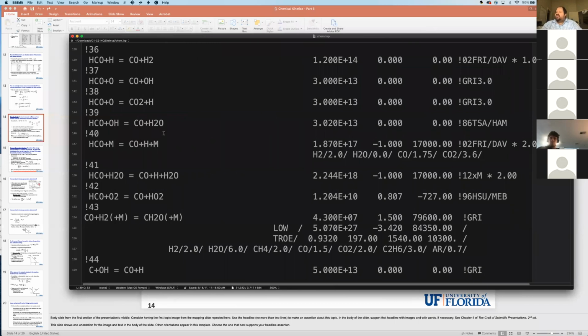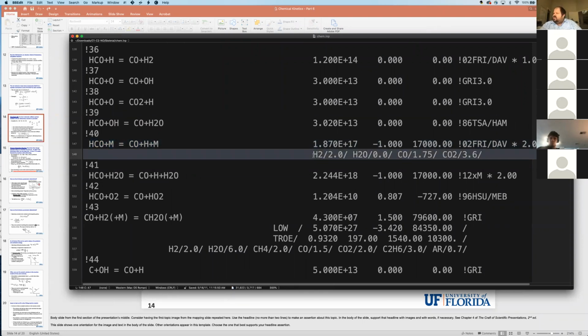Okay, so here is a mechanism, I think for a mixture of methane and ethylene. This is called a ChemKin file. Again, here is a chemical reaction string. This is a third body reaction right here. This would be the prefactor, the temperature exponent, and the activation energy in cals per mole.